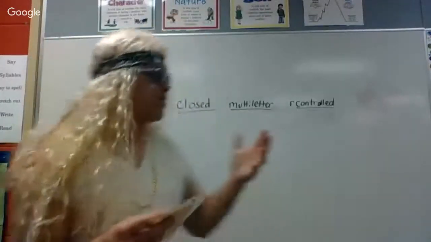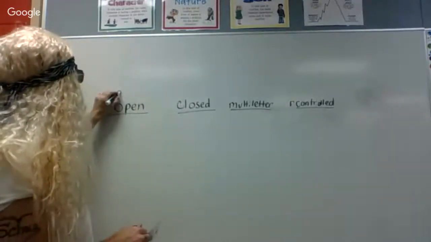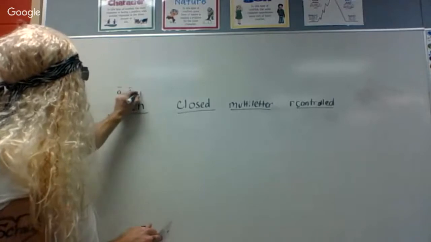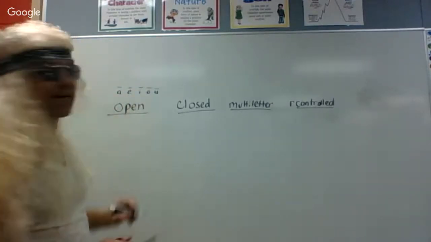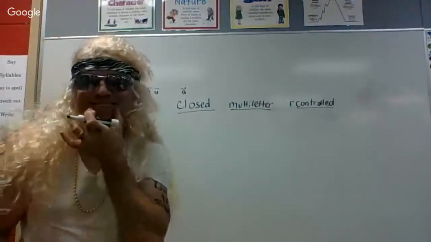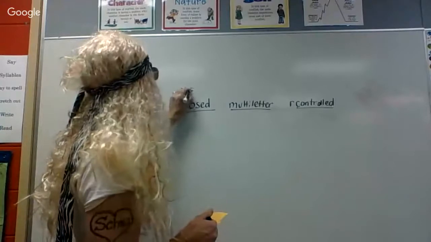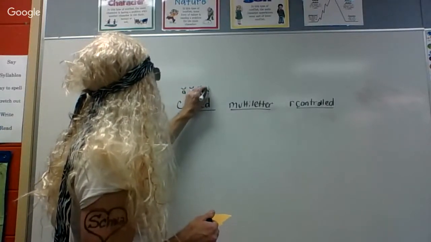So what we're going to do, remember, if I hear an open syllable, it's when the vowel is saying its name, which is why I'm writing all my vowels here with that line over the top. In a closed syllable, my vowel is squishing my mouth together to make its short sound. So it's a, i, o, and u.